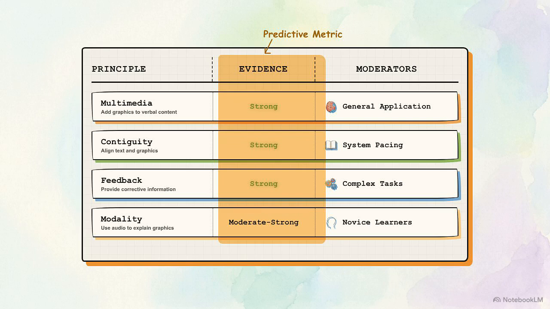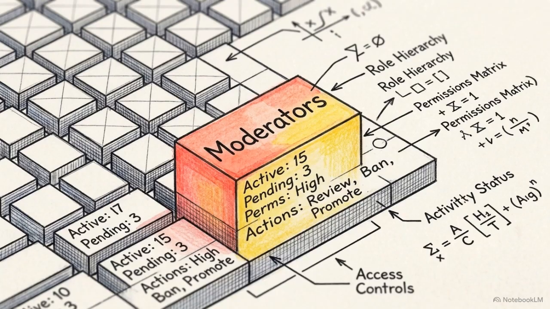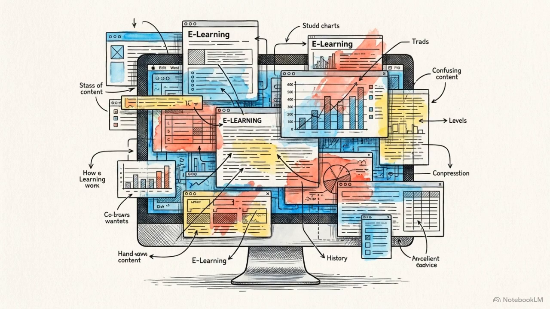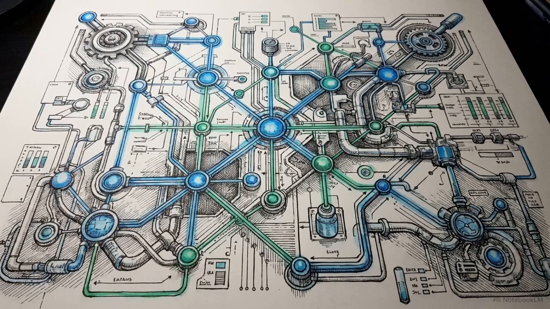The evidence column functions as a predictive metric. It measures the raw statistical probability that a given principle will actually improve cognitive processing. The true structural logic, however, lies in the moderators column. These are the strict boundary conditions dictating exactly when a principle will succeed or fail. Applying a scientifically validated principle outside of its specific boundary conditions neutralizes the intended benefit and increases the learner's cognitive burden. We are going to systematically map this matrix.